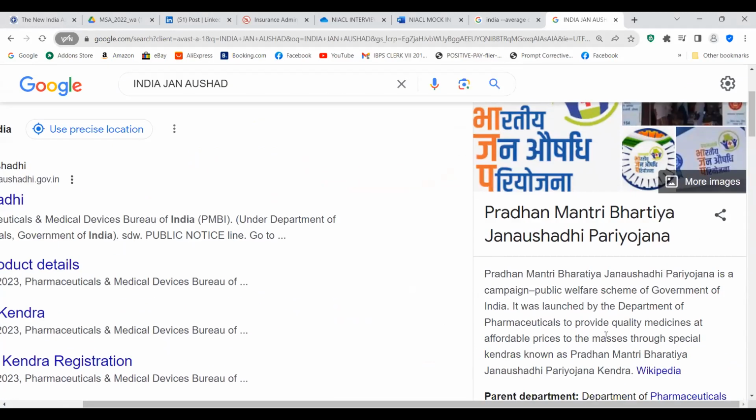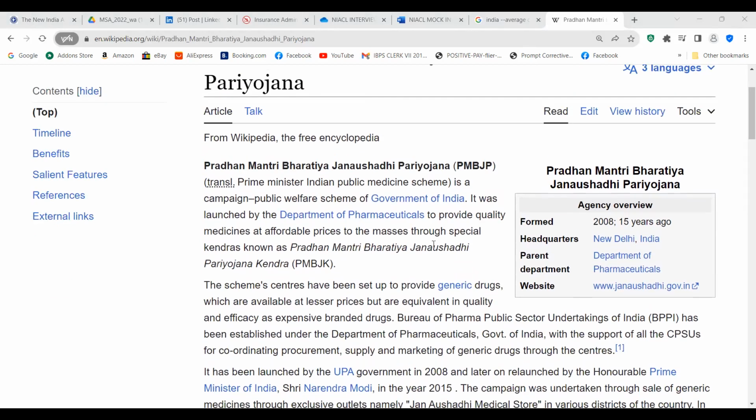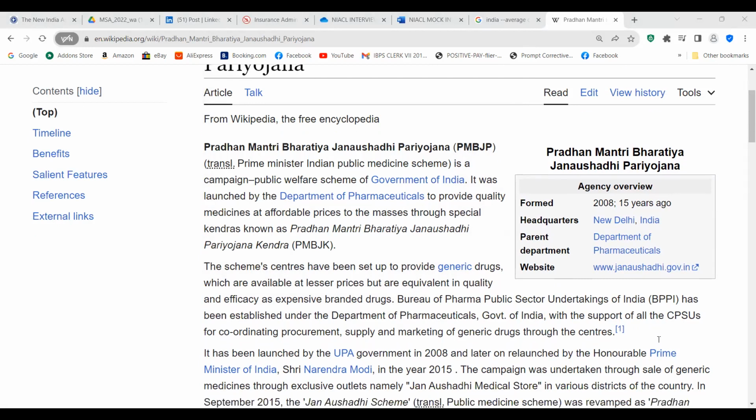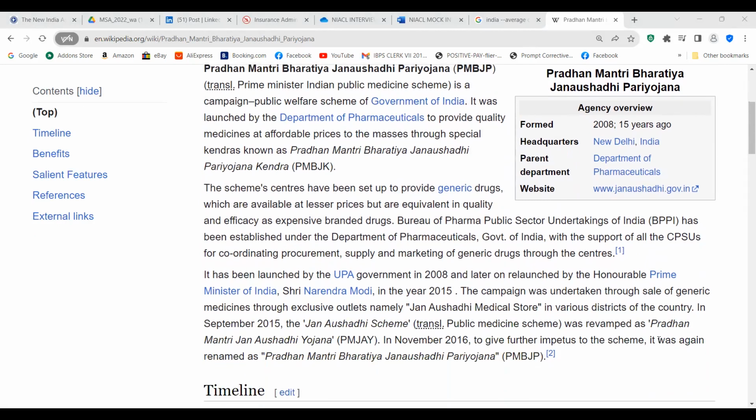See, please go through this. Pradhan Mantri Bharatiya Jana Aushadhi Pariyojana. So, Aishwarya, please read this. Pradhan Mantri Bharatiya Jana Aushadhi Pariyojana is a public welfare scheme of Government of India. It was launched by the Department of Pharmaceuticals to provide quality medicines at affordable prices to the masses through special kendras known as Pradhan Mantri Bharatiya Jana Aushadhi Pariyojana Kendra. The scheme centers have been set up to provide generic drugs which are available at lesser prices but are equivalent in quality and efficacy as expensive branded drugs.